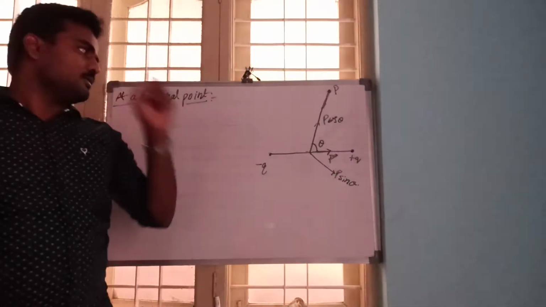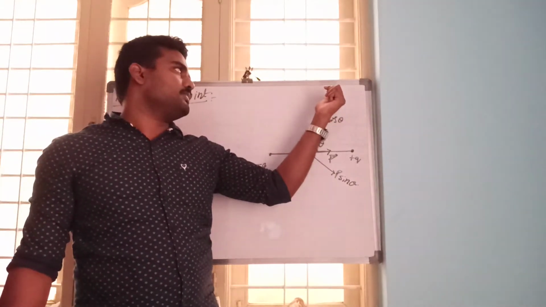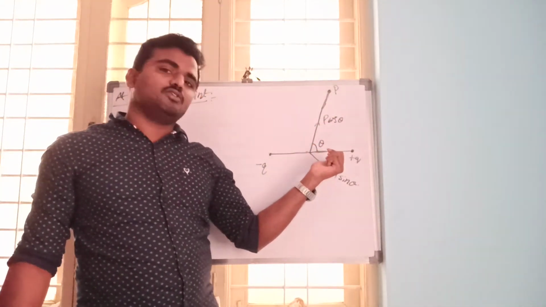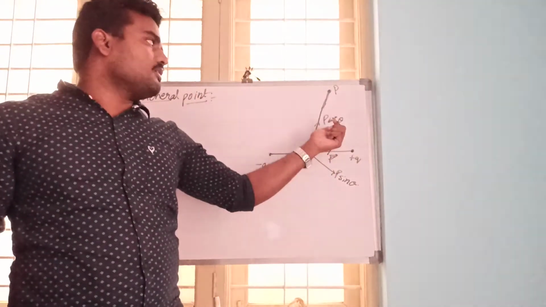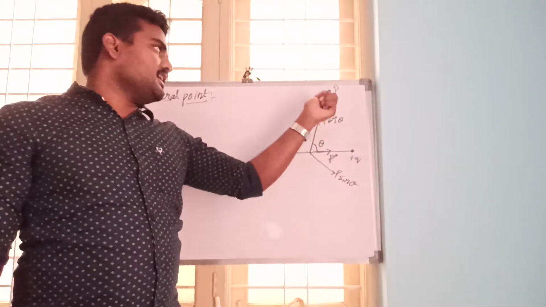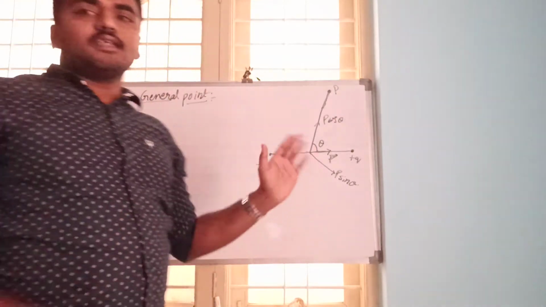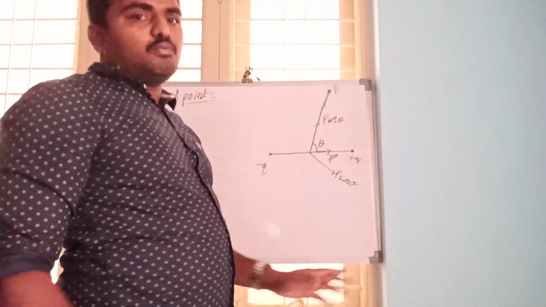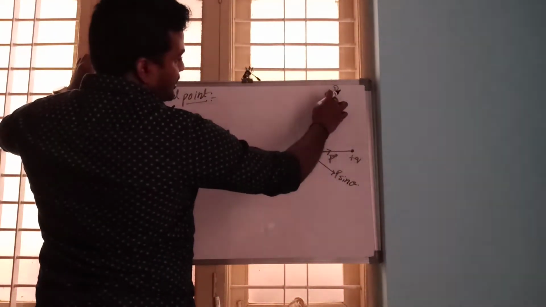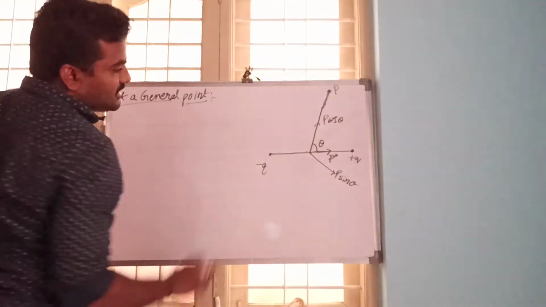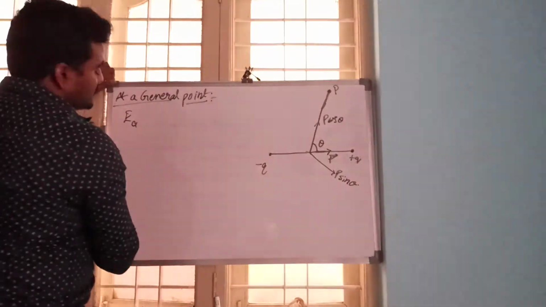So if you want to find the electric field at a point P, and you resolve the dipole moment vector into two components, the component P cos theta will be along the axial line, and P sin theta will be exactly on the perpendicular bisector of the dipole. Now let us calculate the electric field at point P, which makes an angle theta with the center of the dipole.